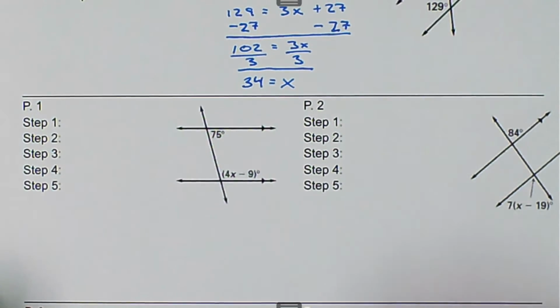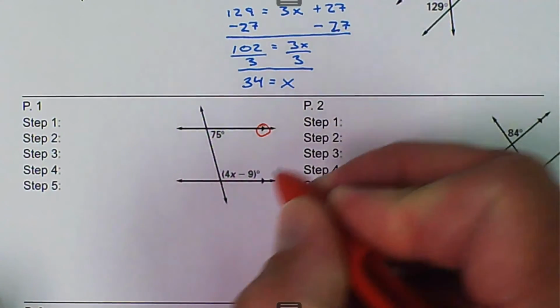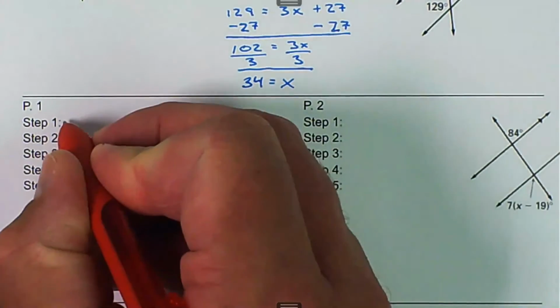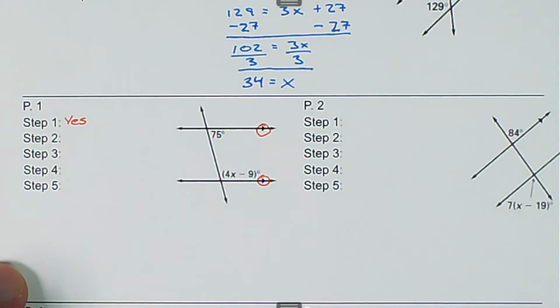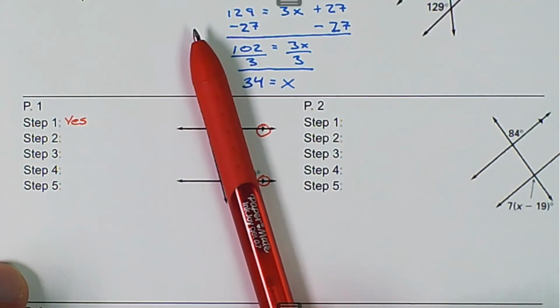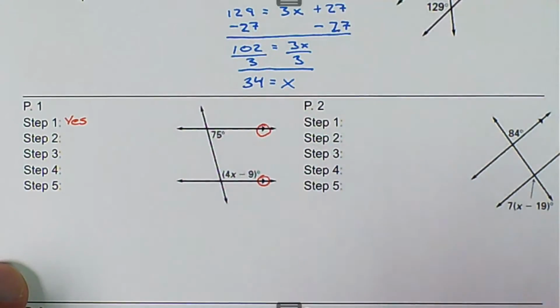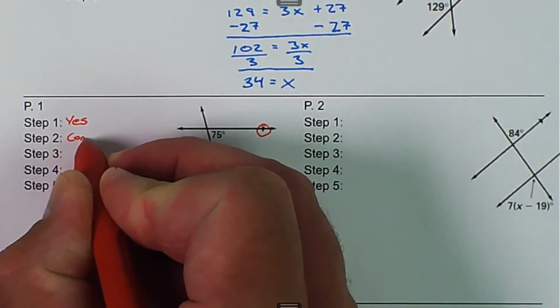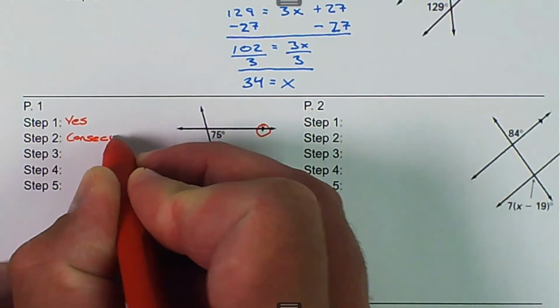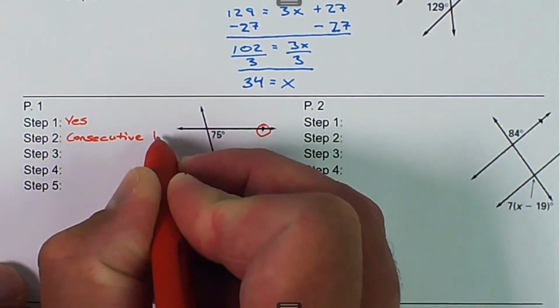First step is, are they parallel? So we have one triangle here and one triangle here, so yes, these are parallel. What's the angle relationship? In this case, they're both on the same side, because I could cover them up with my pen here. So they're both on the same side, and they're both interior. So this is consecutive interior.